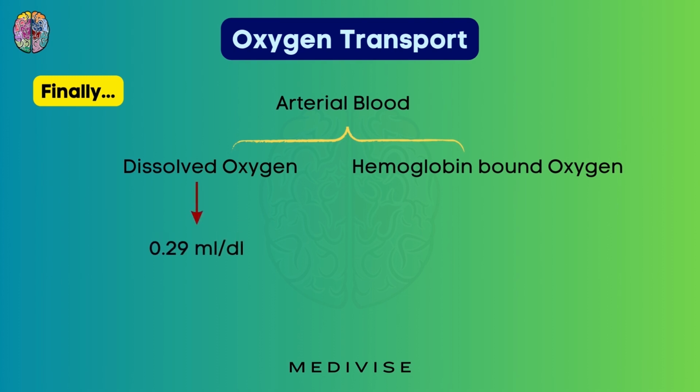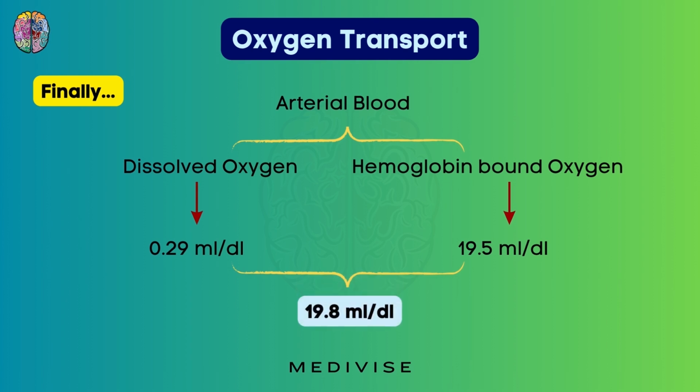So finally, if we have to calculate the amount of oxygen in arterial blood, we now know that there is 0.29 ml per deciliter of dissolved oxygen and 19.5 ml of oxygen is hemoglobin bound. Adding both of these, we get a total value of 19.8 ml per deciliter. This is the amount of oxygen in the arterial blood.